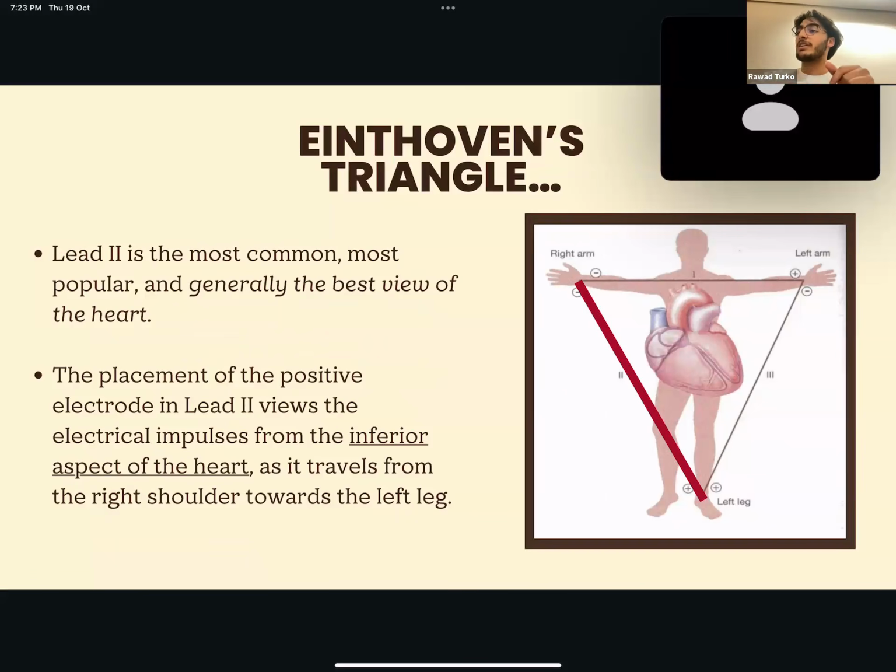We mentioned that it's going down the interventricular septum, right? You guys remember that whole thing from SA node to AV node, and then down the interventricular septum, then up the walls of the Purkinje fibers, bundle of His, left and right bundle branches, all that stuff. So it's moving in the direction of the left leg, right? That's why we use lead 2 most commonly, because it usually provides the best view of the heart.